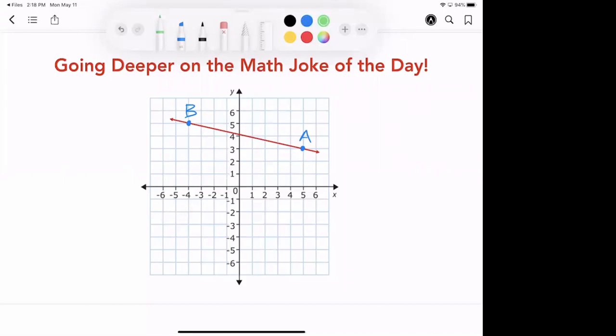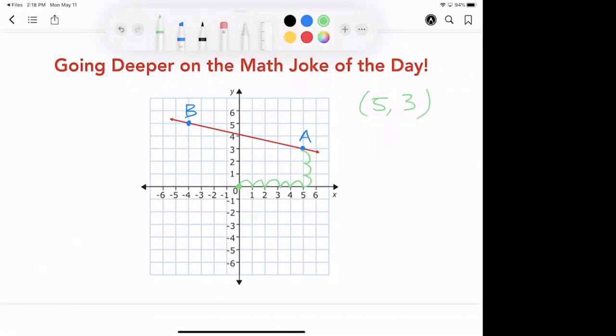I'm going to start with A. When we are doing our coordinates, we always start at the origin at 0. So first, our x coordinate. Let's see, 1, 2, 3, 4, 5. And then our y coordinate, 1, 2, 3, and we're going up. So that is a positive 3: 5, 3.